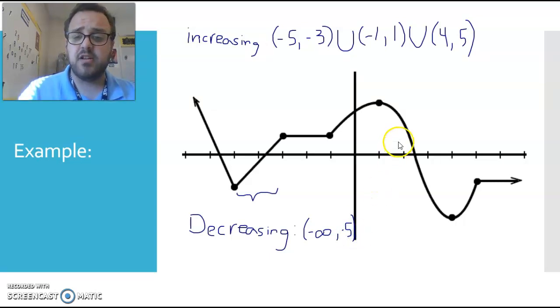The other place I see decreasing is here. It looks like from 1 to 4, I'm decreasing as well. So I would say union with 1 to 4.